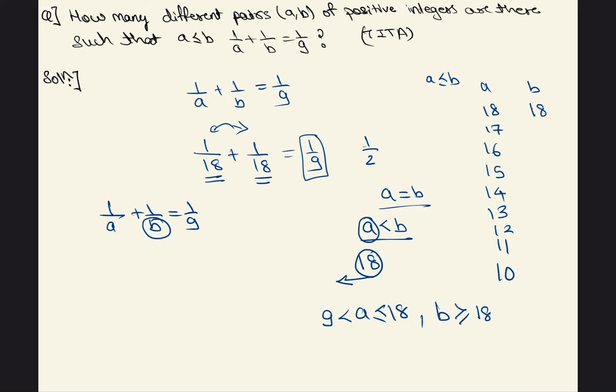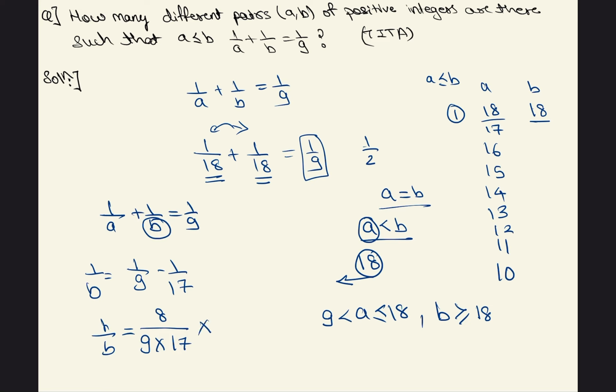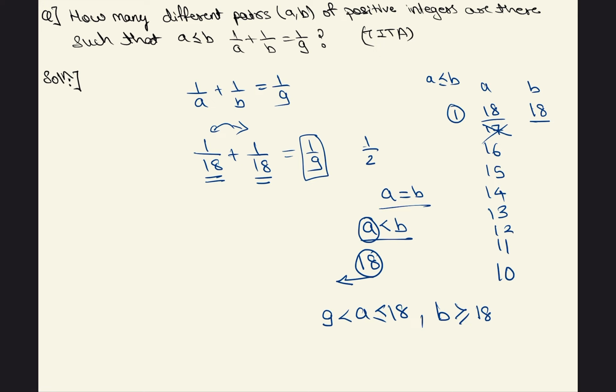For 18 we have one value. For 17, 1 by 9 minus 1 by 17 is 17 minus 9, 8 upon 9 into 17. This is not an integer, so 17 cannot be the answer. Let's check another value. 1 by 9 minus 1 by 16 is 16 minus 9, 7 by 9 into 16, again not an integer. Given that they are positive integers, this is not possible.